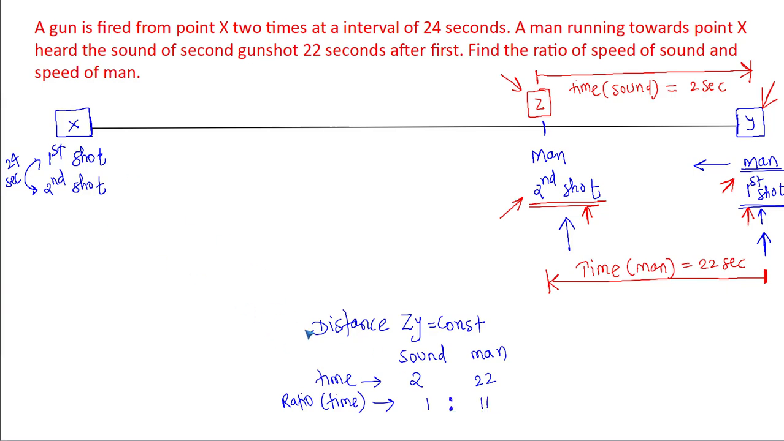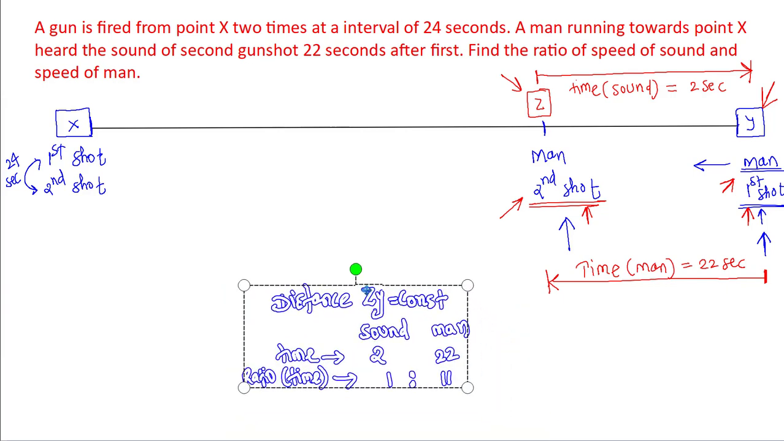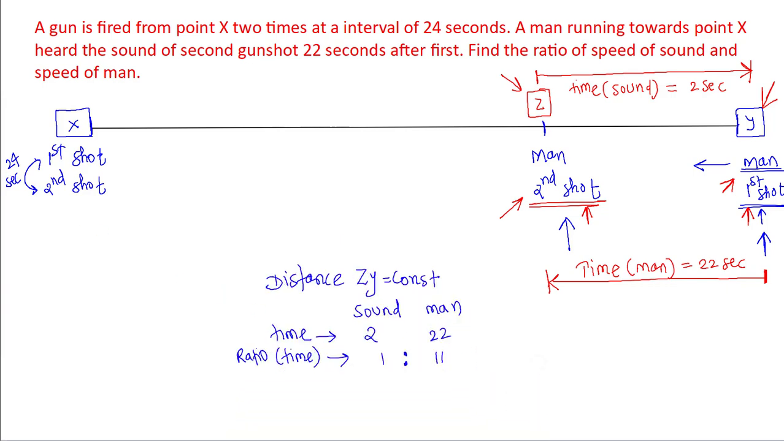Distance ZY is constant. So when distance is constant, time is inversely proportional to speed. The ratio of time is 1 is to 11, so the ratio of their speeds is going to be 1 divided by 1 is to 1 divided by 11, that is equal to 11 is to 1. So the ratio of the speed of sound and the speed of man is 11 is to 1.